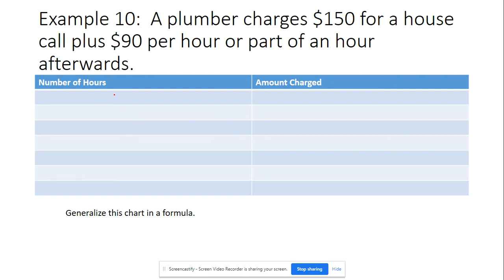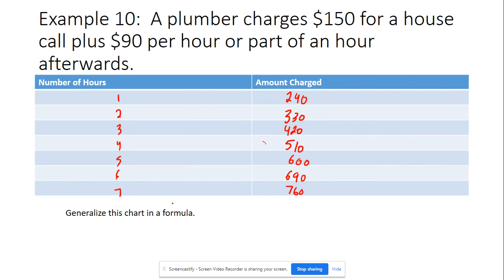Okay, so just filling out this chart here: 1, 2, 3, 4, 5, 6, 7. First hour would be 150 plus 90 is 240, and then plus an additional 90 would be 330, 420, 510, 600, 690, 780. Okay, so point is, guys, if you're good at being a plumber, there's plenty of money to be made like that. If you're good at what you do, you can make a lot of money doing that.